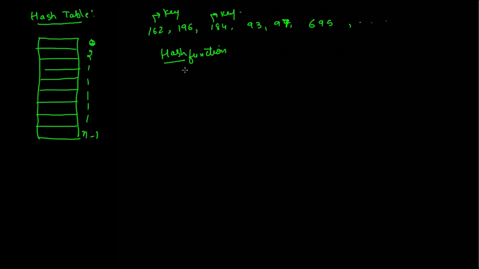So what is a hash function? If we apply this hash function on a particular key, then this hash function is going to give us a location, and at this location we are going to store this data. So that whenever next time we want to search whether a particular data is present in the hash table or not, we can simply use this hash function to reach that location.